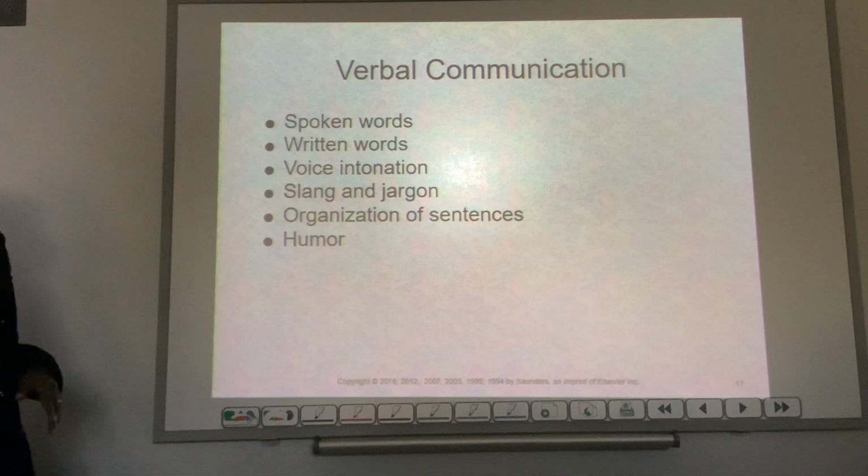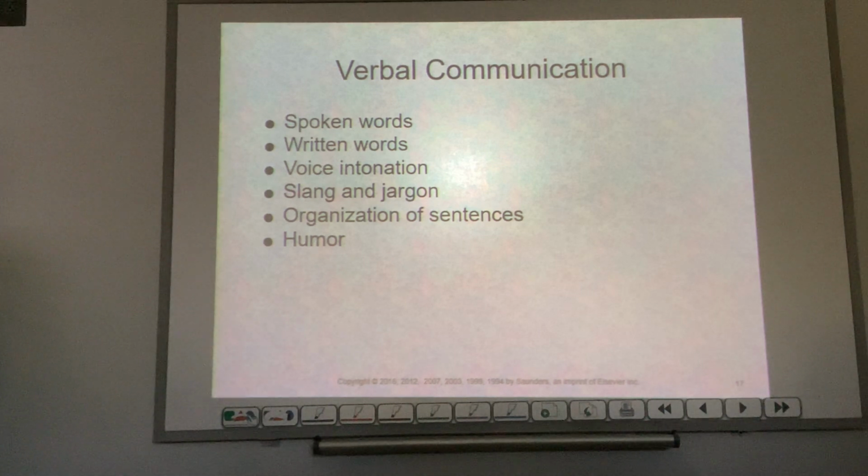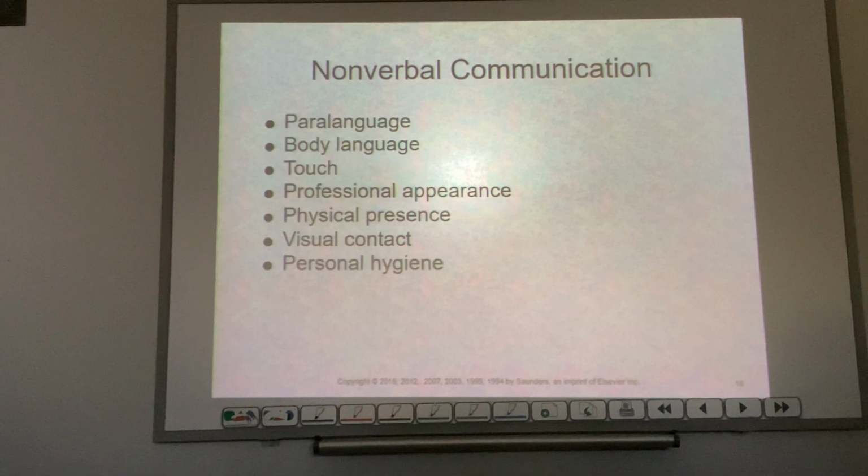So here's a list of some examples of verbal communication. And then for our nonverbal, again, making eye contact, any type of gestures, body language, being able to physically touch an individual. Those are some examples of nonverbal communication. You want to be able to identify the differences between the two.